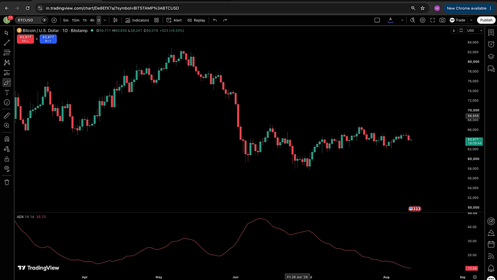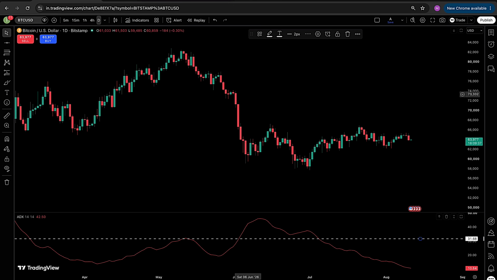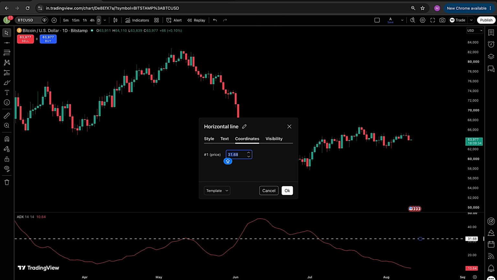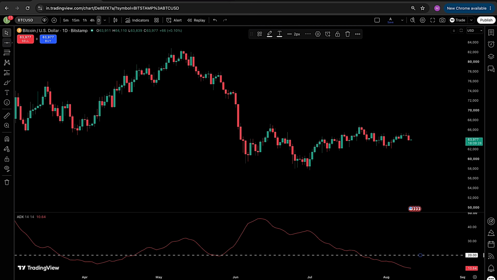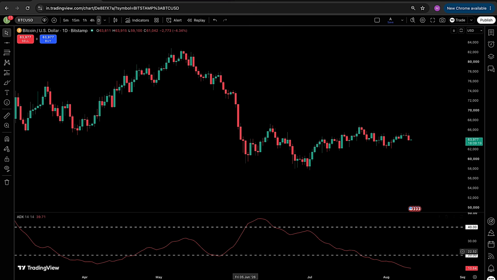So first of all, what do you need to do? First, you need to place a horizontal line here. Where should you place it? You need to set this coordinate to 20. One is 20, and we will set another one here at 40. These are our two coordinates. One is 20 and one is 40.